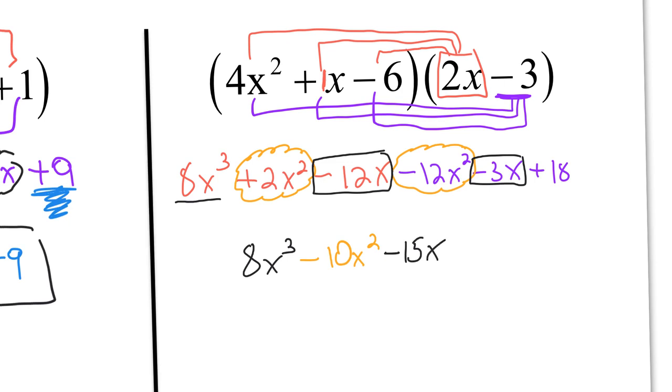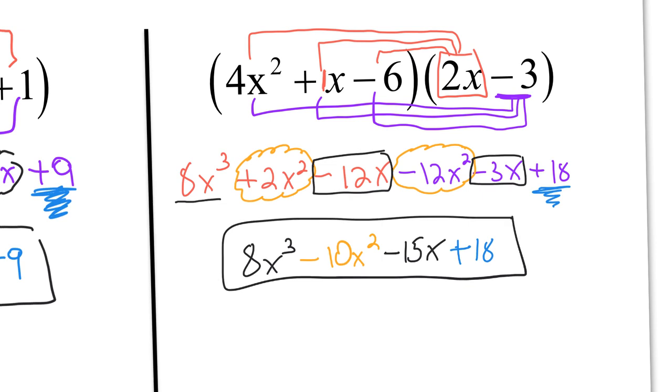And finally, guys, plus 18 is the only constant I have. So I bring down the 18. If you guys have another constant, well, you have to combine with 18. But right now, that's the only one. So we have 8x cubed minus 10x squared minus 15x plus 18.